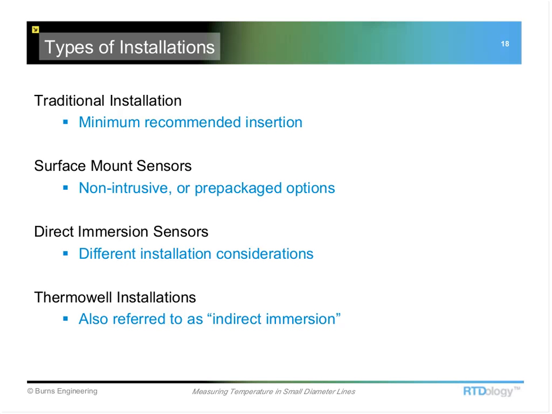Okay. So now we've kind of completed a lot of the background information here. I wanted to look at just some kind of traditional installations here. A surface mount sensor can be a potential solution to measuring a small diameter line. The direct immersion sensors work well. And then there are some ways to use Thermowells for measuring temperature in small diameter lines, and we'll look at some examples there.